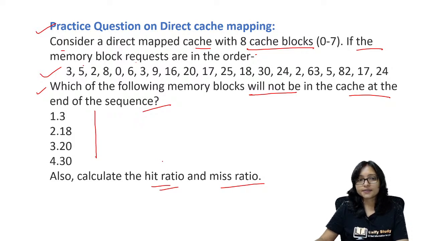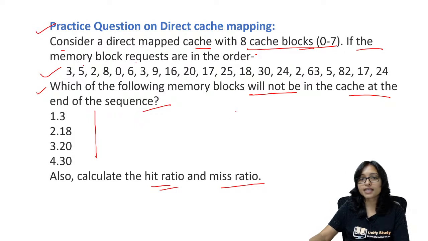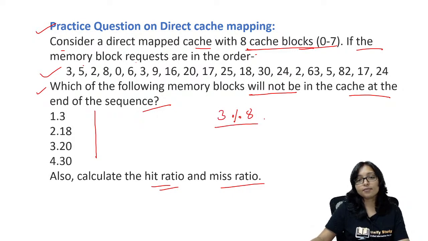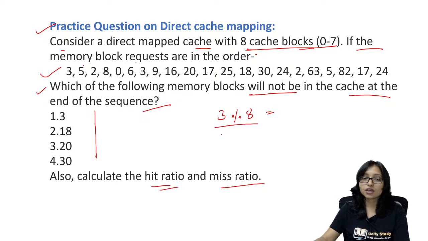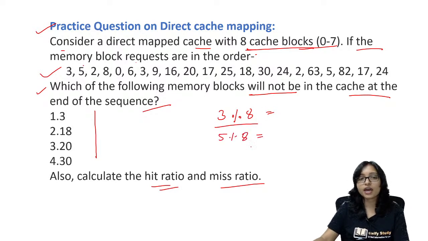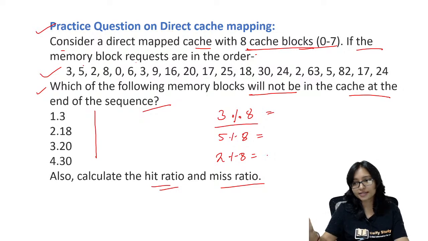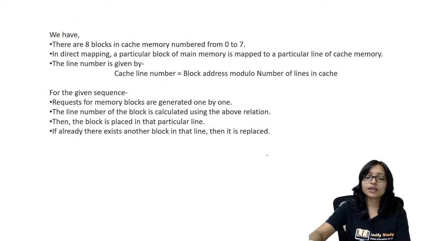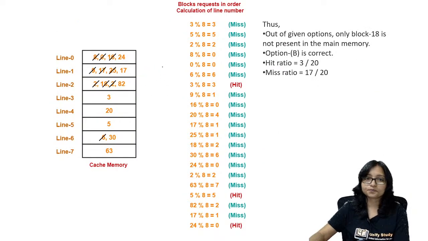How it will work, just do it here. How many lines will be there? There are 0 to 7. 0 to 7 means I will do the mod operation with 8. Just do the mod operation with 8. 3 mod 8, what will be the result? Then again 5 mod 8, where will it be? Again 2 mod 8, where will it be? In this way you have to find it out. Yes. How to find out?